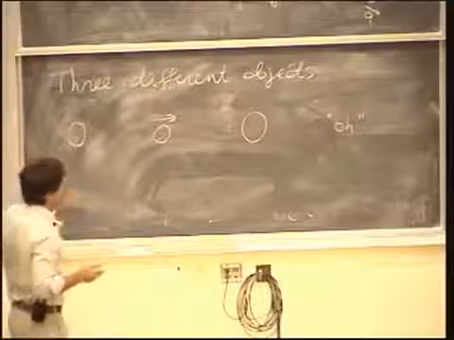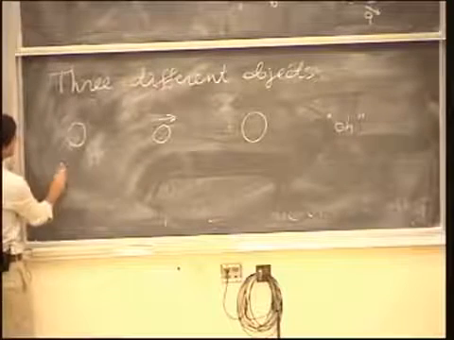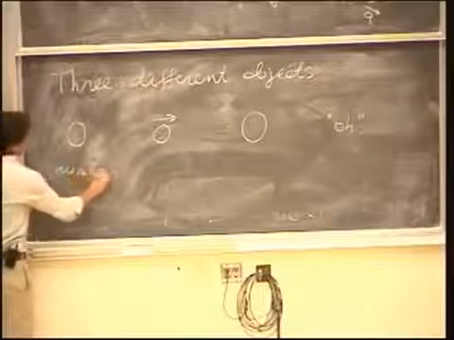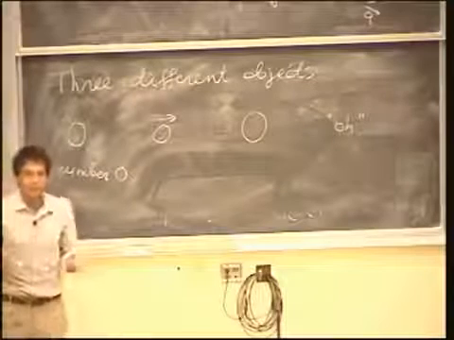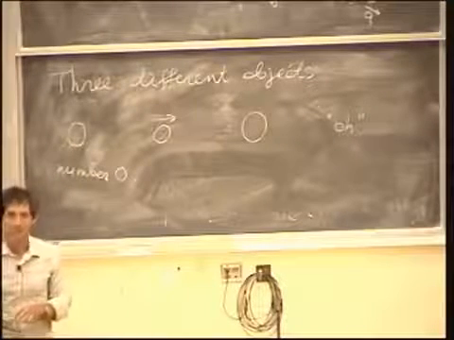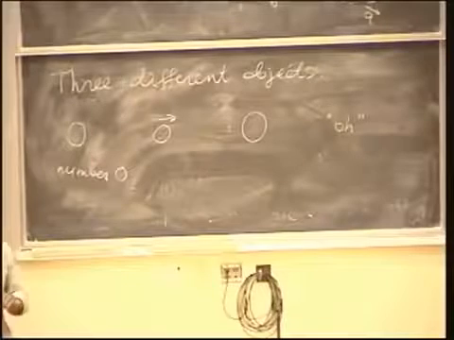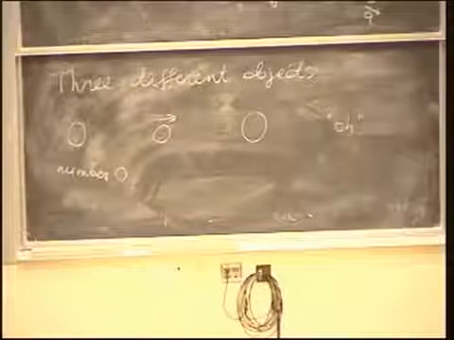So what are these objects? This is the simplest one. This is just number 0. To understand this, you don't need to take multivariable calculus. You don't need to take calculus at all. It's something which we all know what 0 means, hopefully.